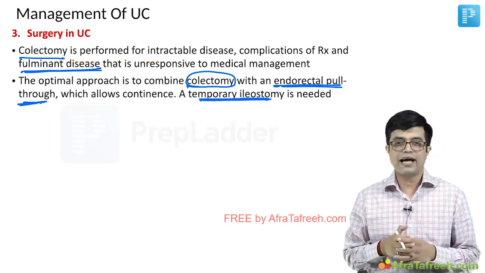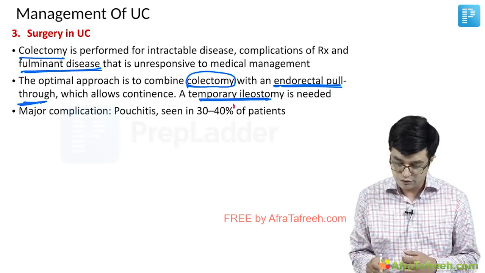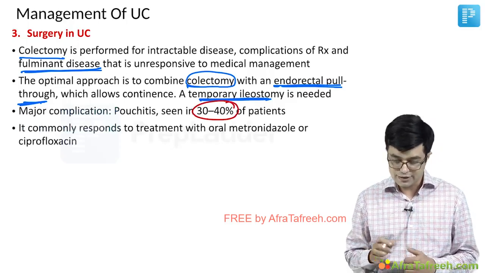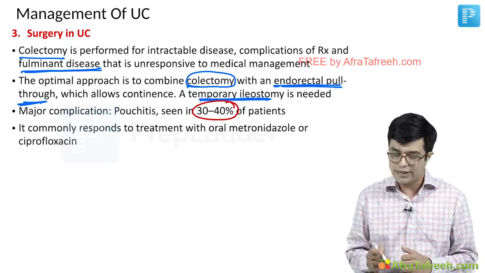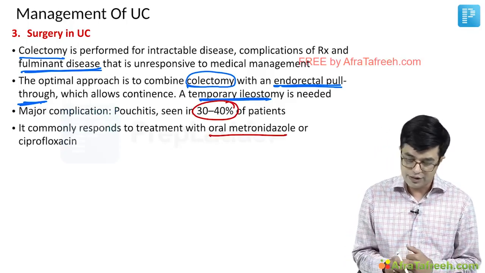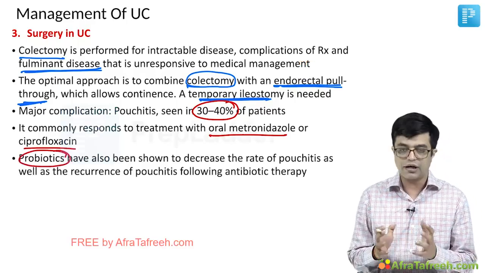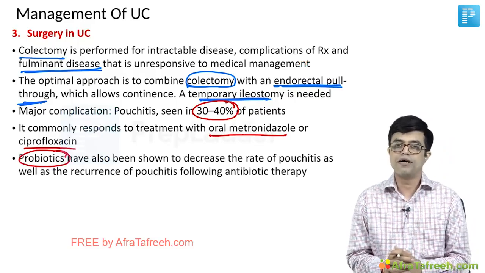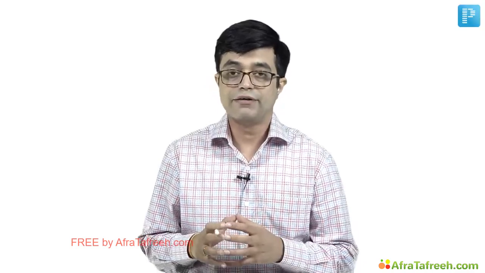These surgeries have a particular problem called pouchitis. This is seen in almost 30 to 40% of patients. Pouchitis, if it develops, can be managed with either antibiotics or probiotics. The antibiotics useful include oral metronidazole or ciprofloxacin. Probiotics have also been shown to reduce the occurrence as well as chances of pouchitis in these patients. So this is all about the management of ulcerative colitis.